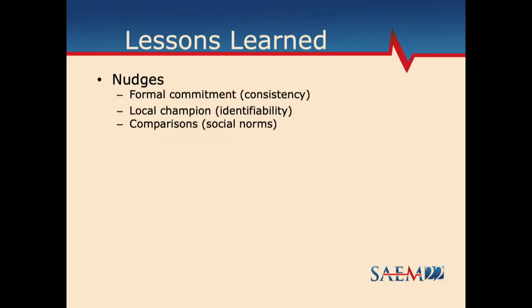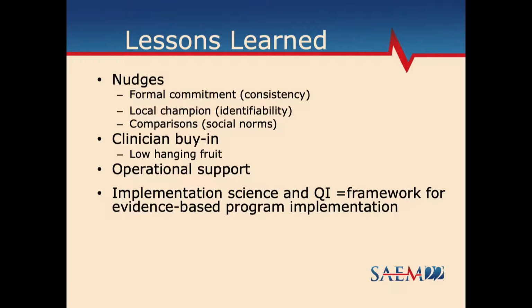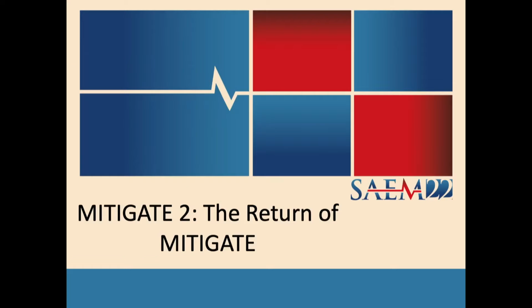So lessons learned were that nudges work. You have to get your clinicians to buy in, and we really did focus on the low-hanging fruit. We had a lot of operational support and leadership commitment, which was really important in making this successful. And implementation science and QI can be a framework for evidence-based program implementation. Whether you're able to actually use implementation science depends in part on how much lead time you have in planning this, and also funding. And I think I'll stop there.